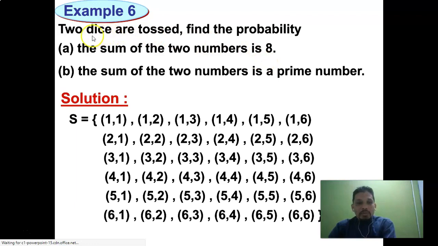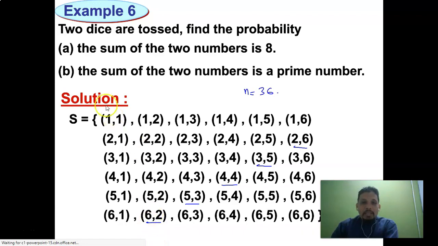When two dice are tossed together, or we toss two dice one by one, these are all the possibilities that will appear. Okay, from 1 until 6 and 6, then n equal to 36. So the sum of two numbers is 8. Okay, sum of two numbers equal to 8. 2 plus 6 equal to 8. 3 plus 5 equal to 8. 4 plus 4 equal to 8. 5 plus 3 equal to 8, and 6 plus 2 equal to 8.